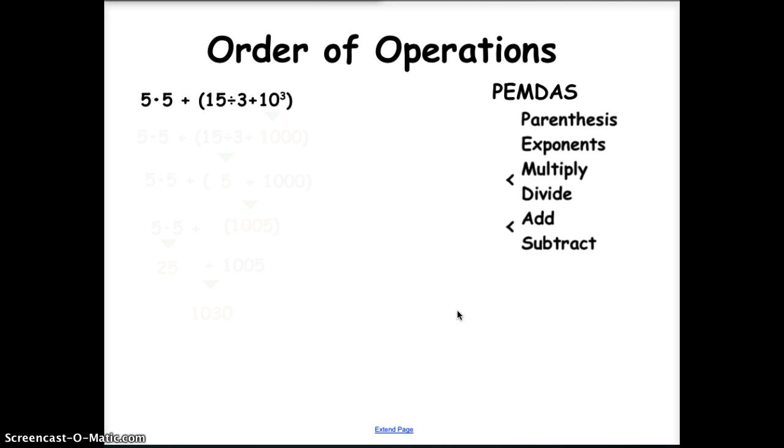First, I look for parentheses and I solve for what's inside of them. After I've gotten rid of my parentheses, I look for exponents and solve for those. Multiplication and division are just like twins. I do whichever comes first from left to right. And lastly, I have addition and subtraction. They're just like multiplication and division. Again, I do whichever comes first from left to right.